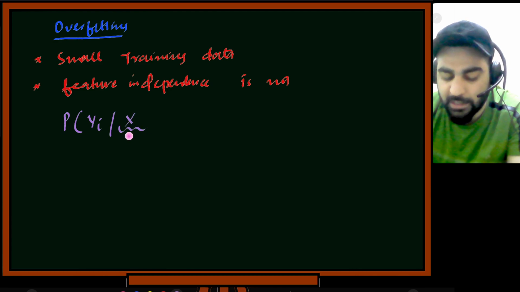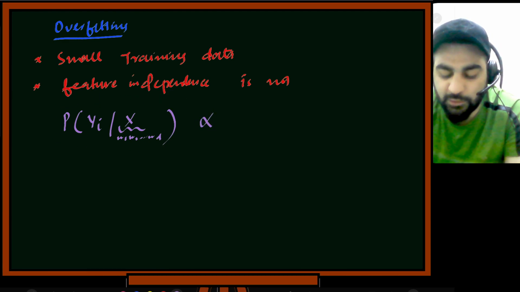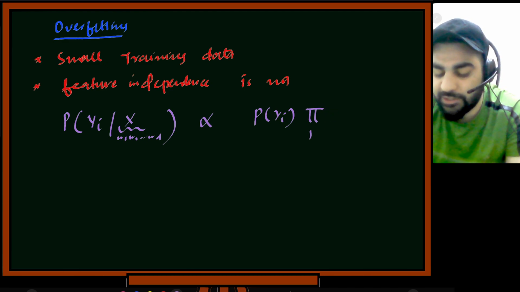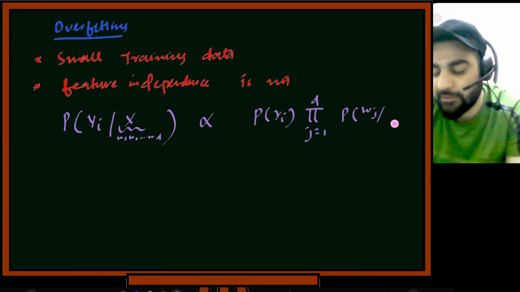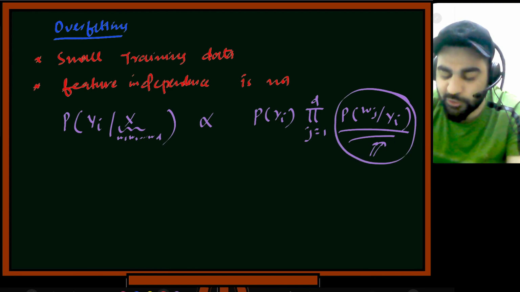So x here contains words w1, w2, till wd. This is what we want to compute. This is proportional to the class prior times the product over j from 1 to d of the probability of wj given yi. So this is basically what we compute. If you know how to compute this, yesterday we had a detailed discussion on this.